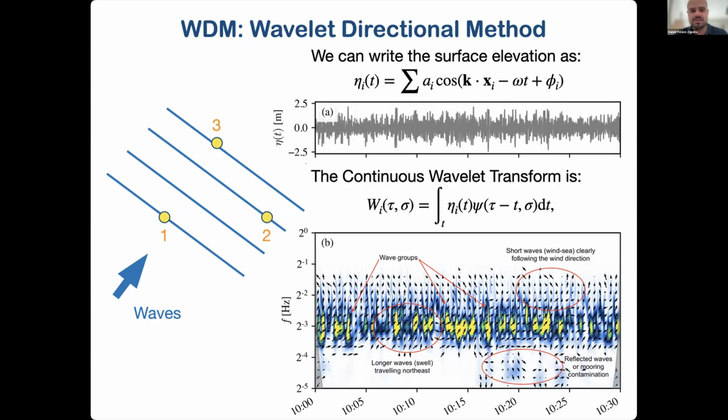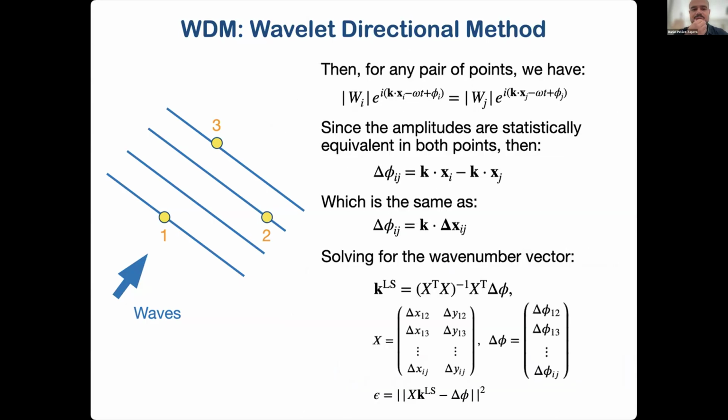But the objective is computing the directional spectrum. So the approach of Donnellan consists of writing, for a pair of points, 1 and 2, for example, the surface elevation at any given time for a given frequency like this. So we can assume that the amplitude of the signal is statistically equivalent, the same, in both points. So we can cancel out the amplitudes, and we end up with this expression in parentheses.